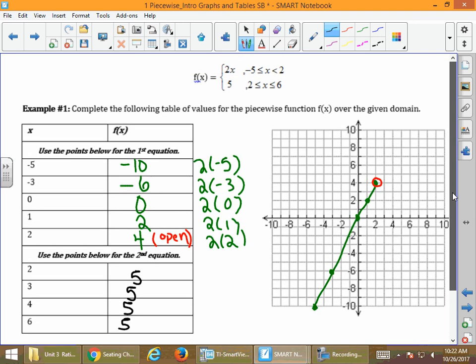So we come over here and we're going to graph 2, 5, 3, 5, 4, 5, and 6, 5. That's the only place that we're graphing, is everything in between those two. As you're graphing those points on your paper, think about, do we need to put an open circle on either one of those endpoints?